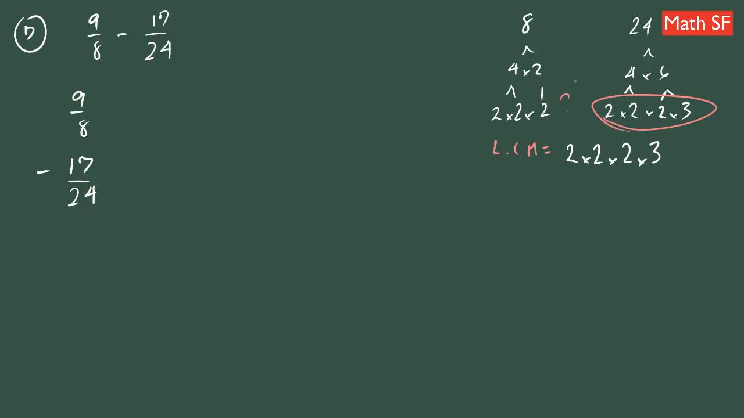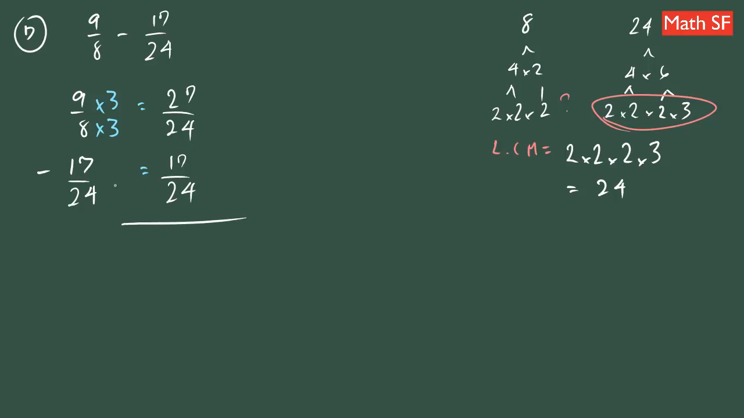So 2 times 2 times 2 times 3 is already included there. Therefore my LCM should be 2 times 2 times 2 times 3, which is 24. Therefore I need to make this 8 a 24. How would I make that a 24? 8 times 3 will give you 24, so multiply the numerator by 3 as well, and this now becomes 27 over 24. This is already a 24, so just keep your same 17 over 24.